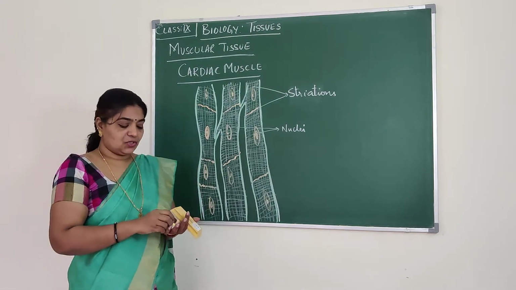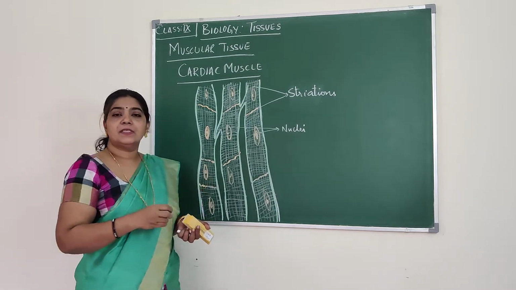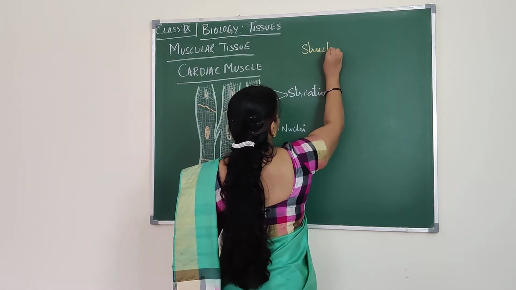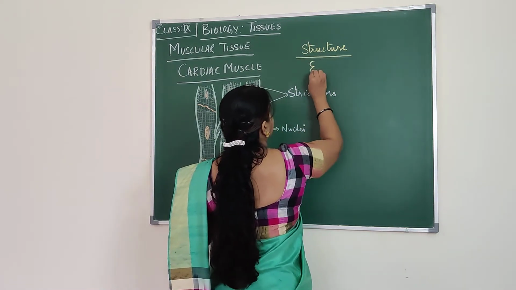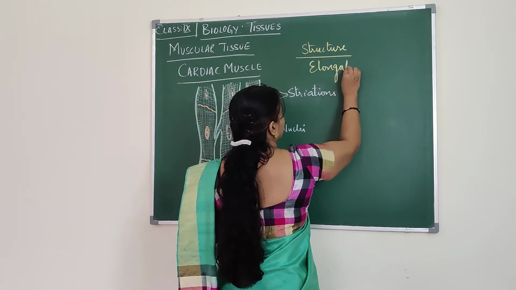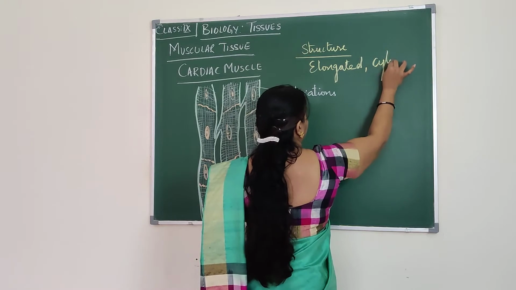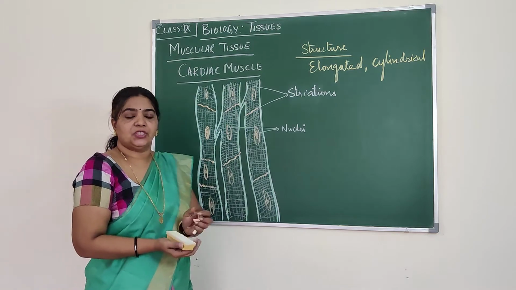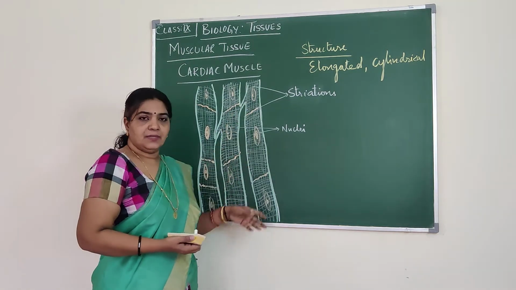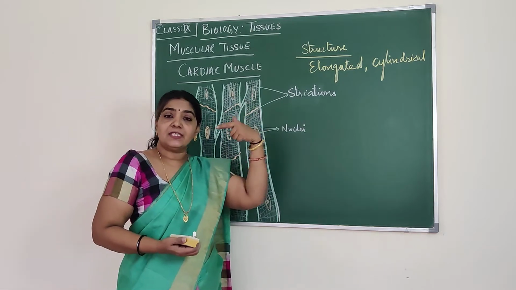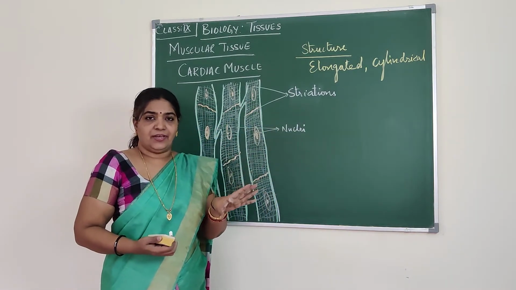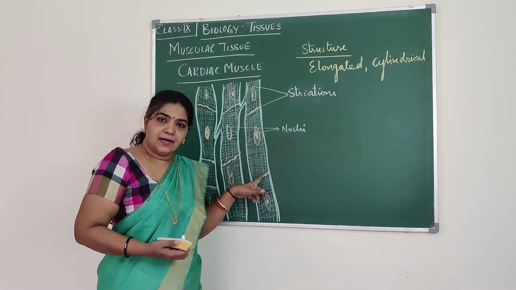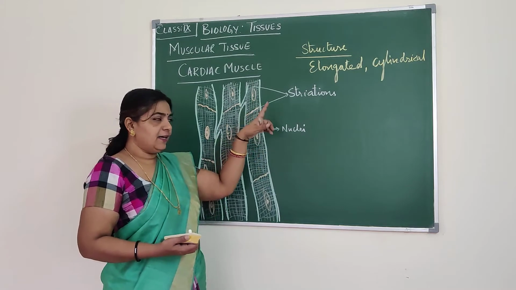So we can see the structure here. The cardiac muscle is elongated, cylindrical, and it has striation. What is striation? The stripes. So it has stripes. We saw in skeletal muscle also it has striation. Striped muscle is also cylindrical, and here the cardiac muscle is also cylindrical and elongated.